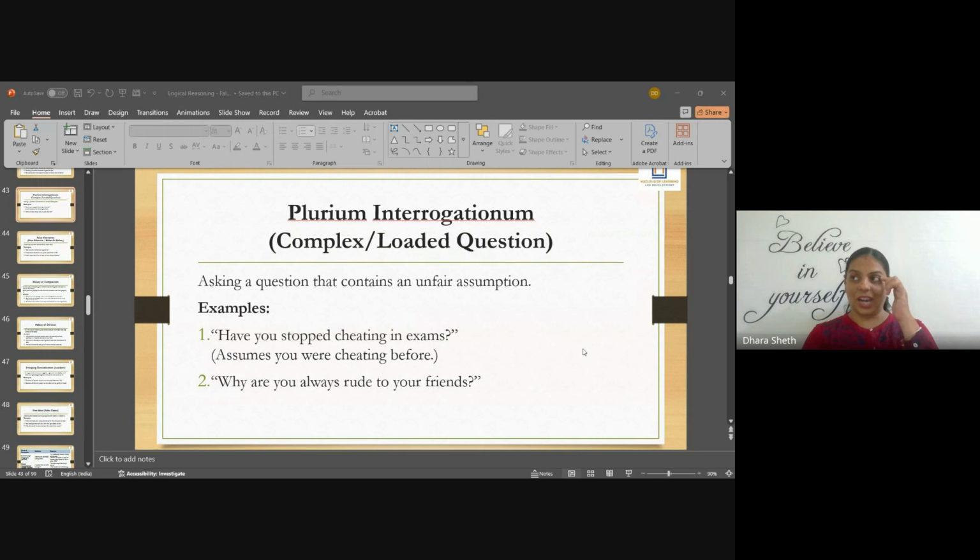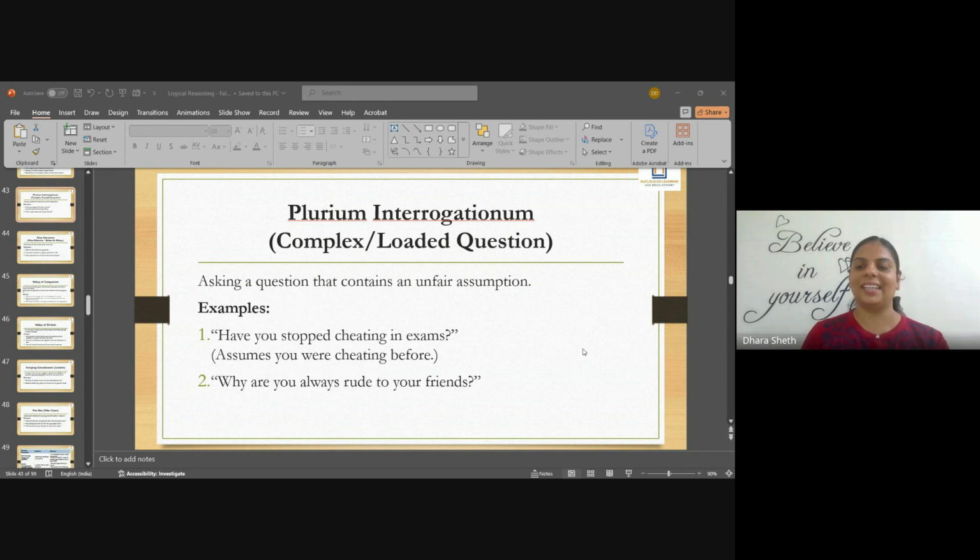Now, if you remember in childhood, we used to ask questions like, did you stop being crazy? Just answer in yes or no. Did you stop being crazy? If you say yes, it means you were crazy before, but now you have stopped being crazy. If you say no, it means you are still crazy. Now, this is a question which assumes you are crazy in either case. We used to tease our classmates like this. Okay. So that is a complex question or a loaded question.